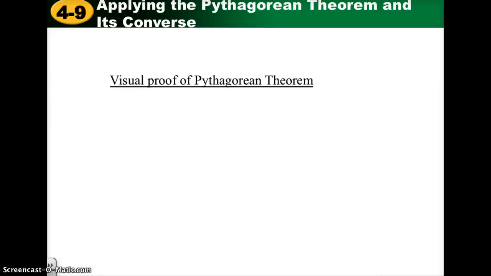I'm going to give you a visual proof of the Pythagorean theorem. We also don't often look at proofs. All of the theorems in math came from somewhere, and they have a reason behind them, and they have to have a proof behind them to show that they truly work. So let's take a look at this proof.